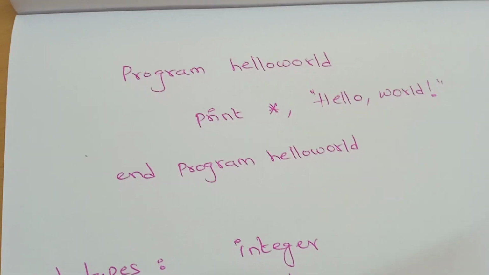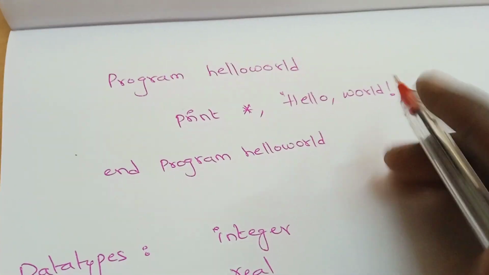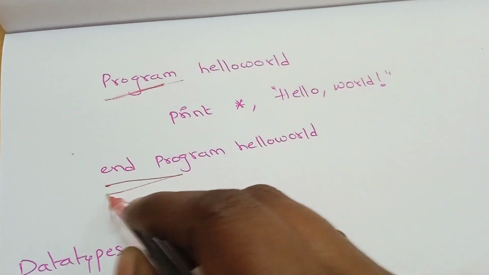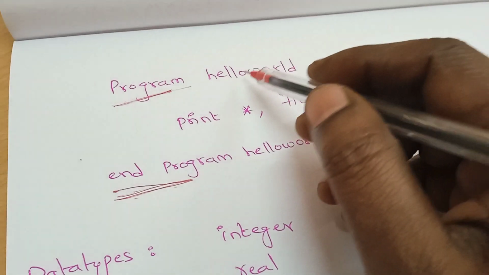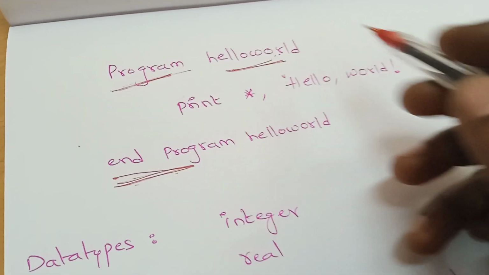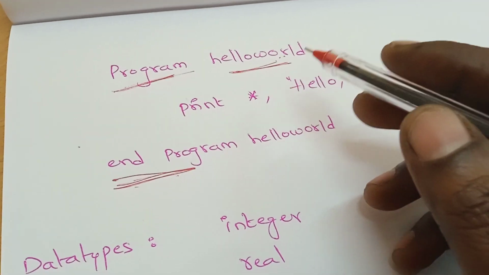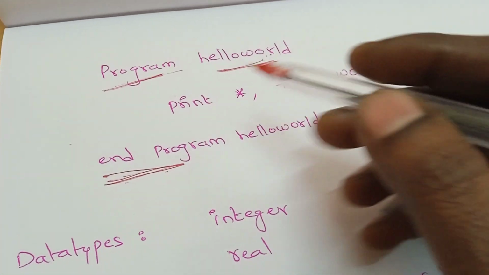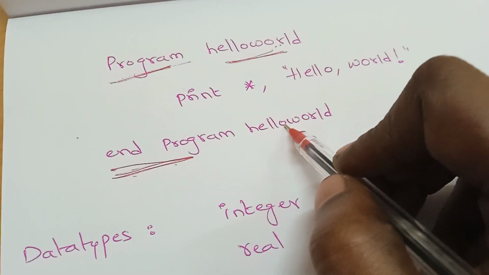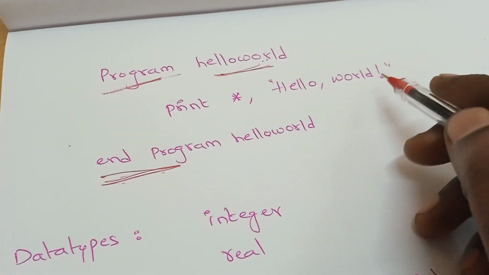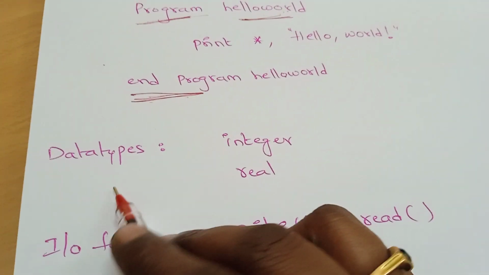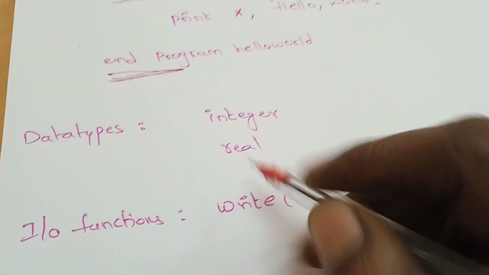And this is a sample program. Each program in FORTRAN starts with the word program and ends with the words end program. Hello world is the name of the program, like the class name we give in object oriented programming languages, correct? In the same way we give it here also. And there are no semicolons at the end of statements, which is where one generally makes a mistake. It uses data types which are integer and real.